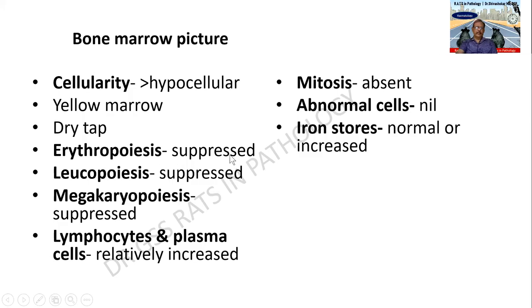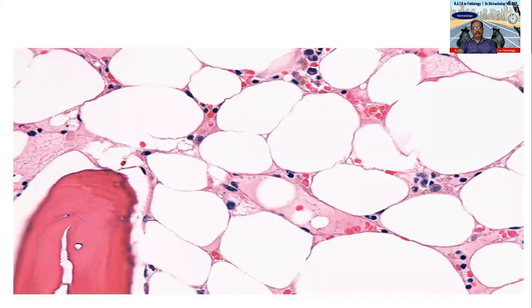Erythropoiesis suppressed, leukopoiesis suppressed, megakaryopoiesis suppressed. So almost all of them are being replaced by fat. Lymphocytes and plasma cells are relatively increased. Mitosis is absent because there is no proliferation. No abnormal cells. Iron stores are normal or increased because they are not being utilized. So this is one. The bone marrow is a characteristic one. It can be asked as a university question as a short note, and aplasia itself can be a short essay or an essay.